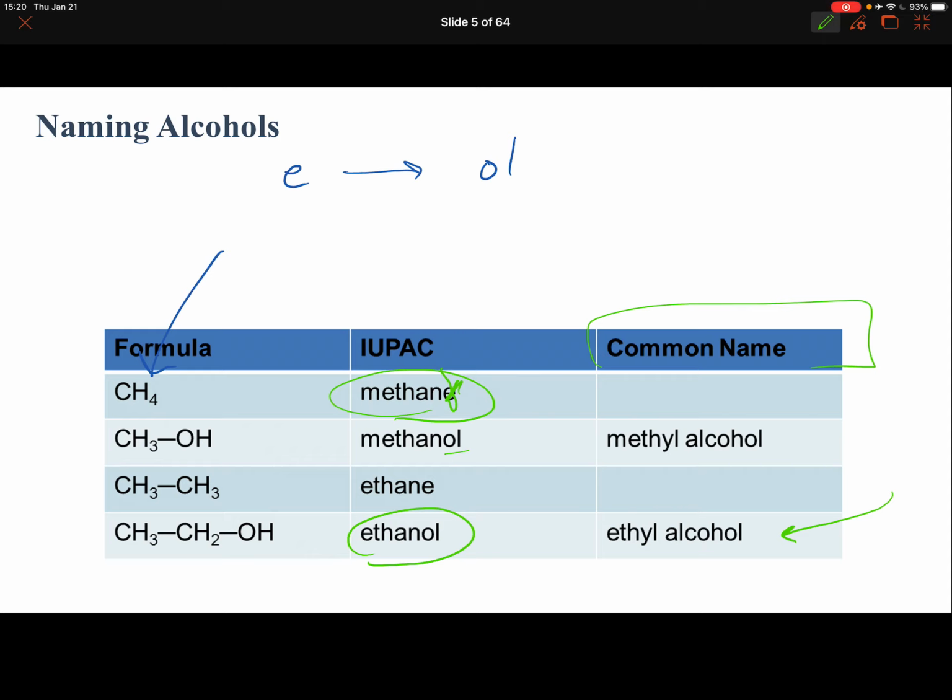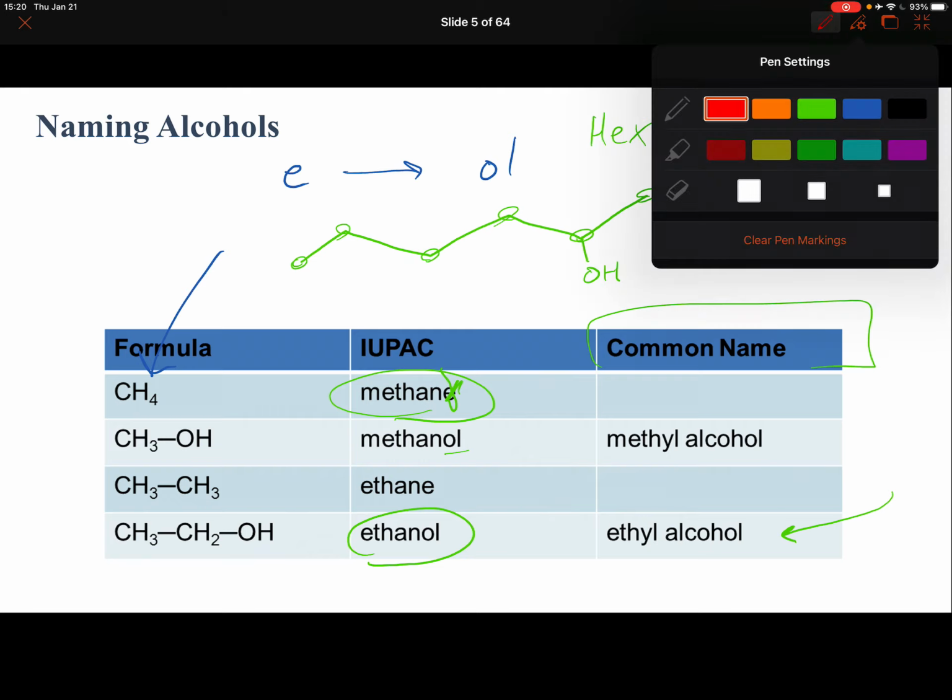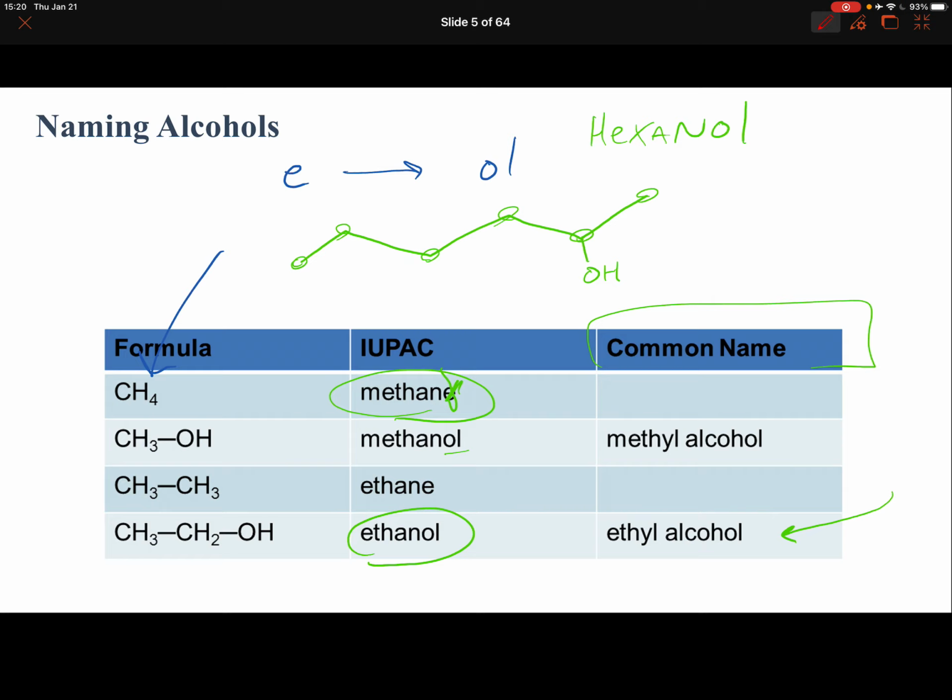But in terms of IUPAC naming, we're going to take a compound like this, stick an OH on it, and then name it. This has 1, 2, 3, 4, 5, 6 carbons, so it would be hexane. Then instead of the E, we add the OL: hexanol. Now, because there are a lot of places where that OH could be, it could be here where it is, it could have been on the end, it could be on the middle one, we have to number it. So this actually would be 2-hexanol. We'll get into that.